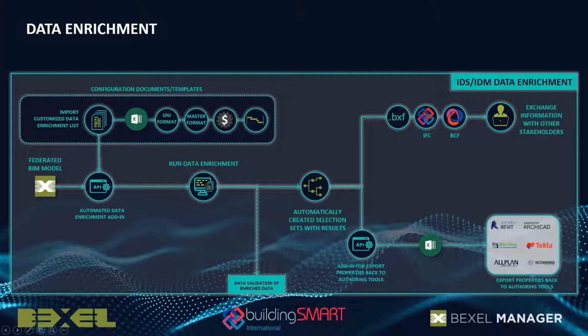So let's start with the first step of our integrated workflow, which consists of enriching the existing data of the model based on the robust, already present data within the model. For this, we're going to use configuration documents or templates, which will be loaded to the model through OpenAPI add-in, and based on the rules that are defined by the user, the model will be enriched with an additional layer of information that will serve as a basis for our work breakdown structure.